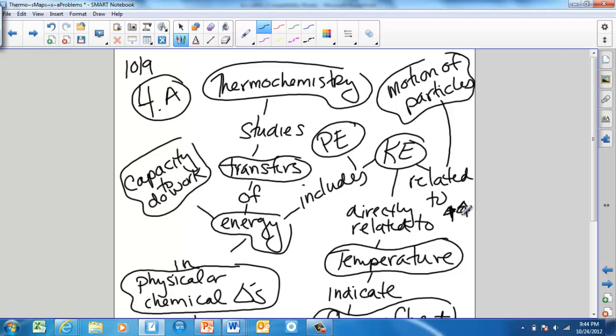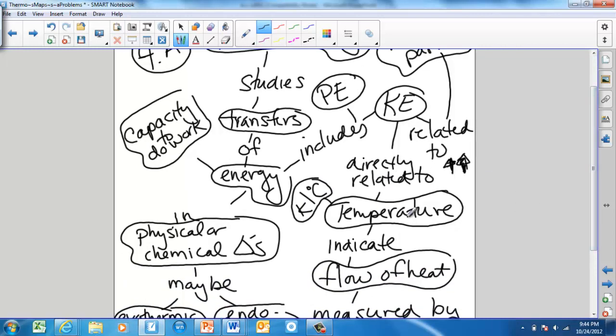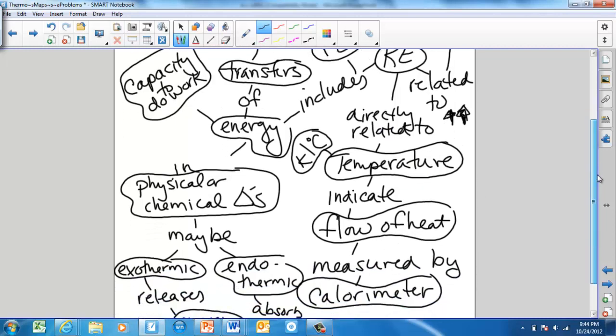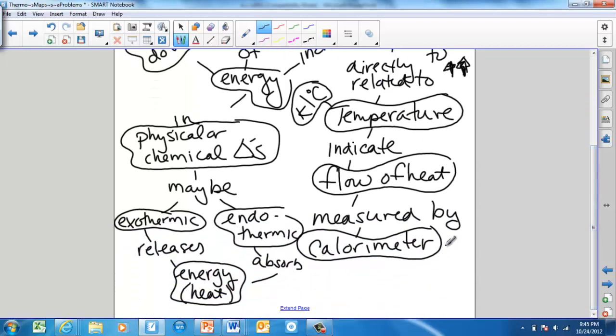Okay? Now, when we talked about temperature, the two main scales that we mentioned were Celsius as well as Kelvin. Fahrenheit is what we use on a regular basis, and remember, to convert from Celsius to Kelvin, you simply add 273. It's a pretty simple conversion. Now, temperature actually indicates the flow of heat between substances, and it's measured by a device called a calorimeter. And when we did our food lab, we used a calorimeter for that.